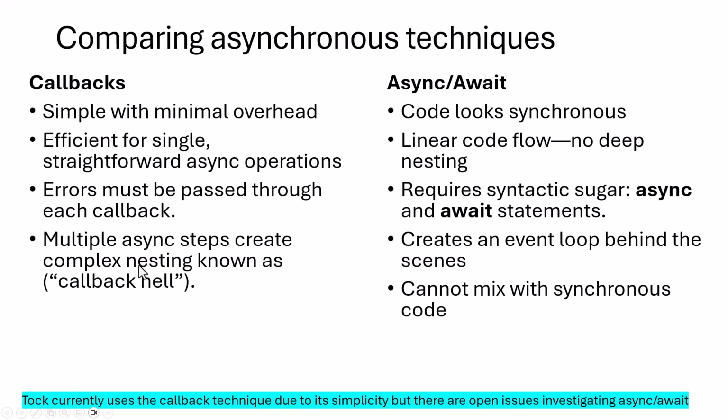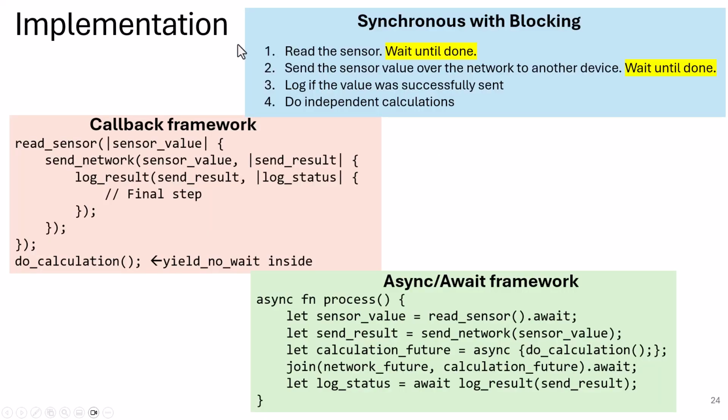So Tock currently uses callback techniques because of that simplicity. If you look on the Tock repository, you can see there are open issues investigating async await. If we look at these two techniques, we can see what the code looks like.